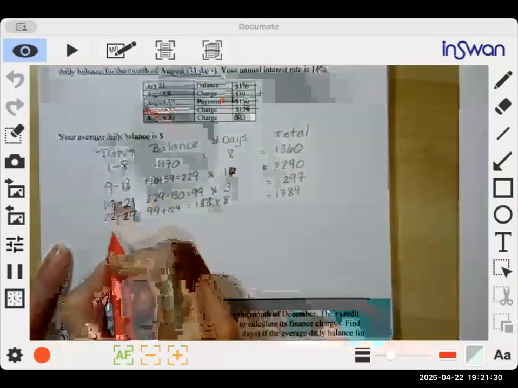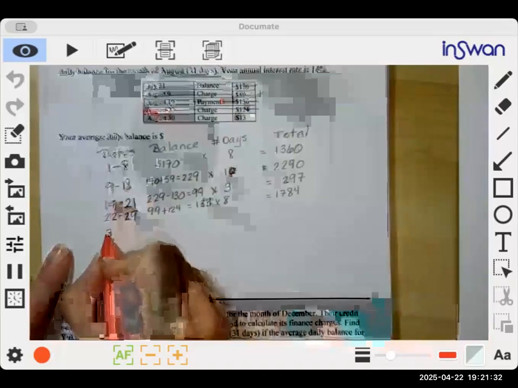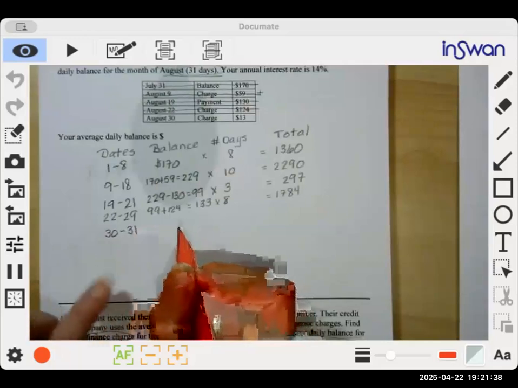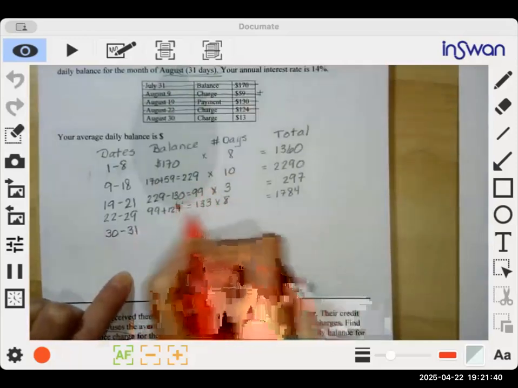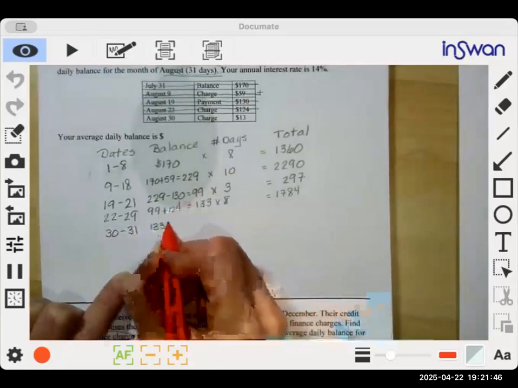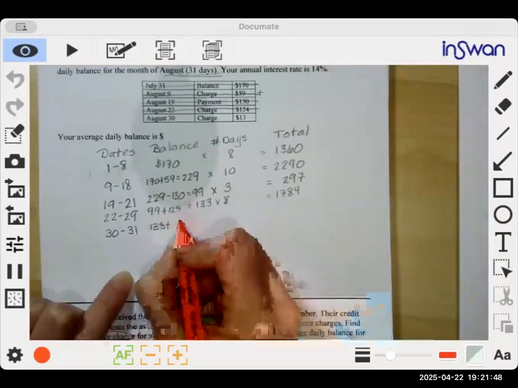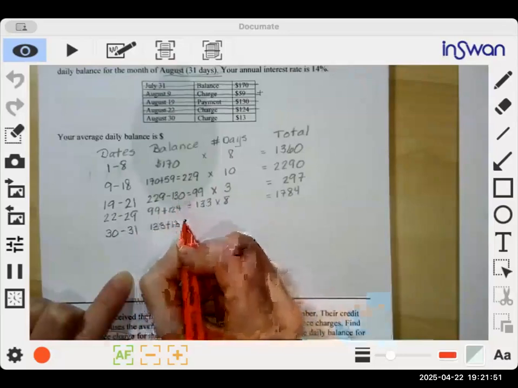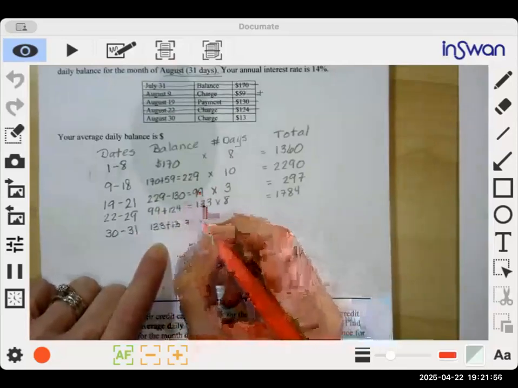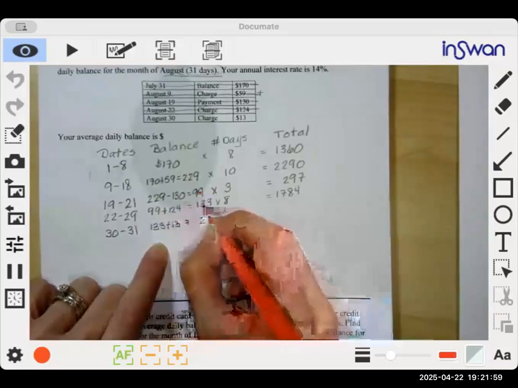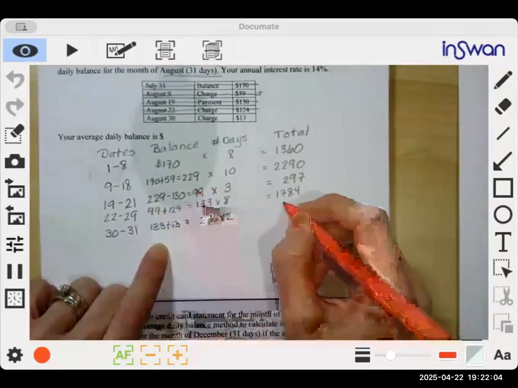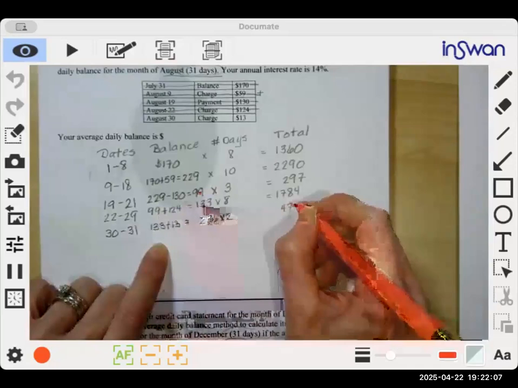So August has 31 days. So now we're going the 30th to the 31st. So this one's easy, just 2 days on this one. What are we doing here? We're charging, so we're going to add on to what we owe. 133, we're going to add to that $13. So now the balance is 236 times our 2 days will be 472.